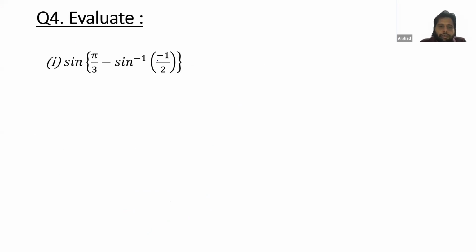First question. Okay, this you can solve on your own. You have sine of pi by 3 minus sine inverse of minus 1 by 2. Okay, you can find out the value of this. So please solve this and share your answer. And let me know in case you have a doubt in any of the questions.